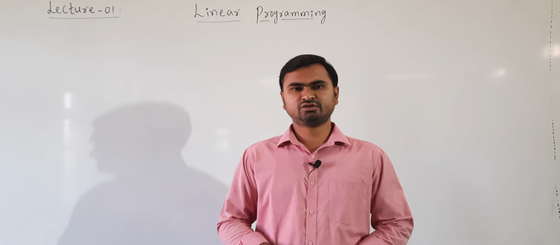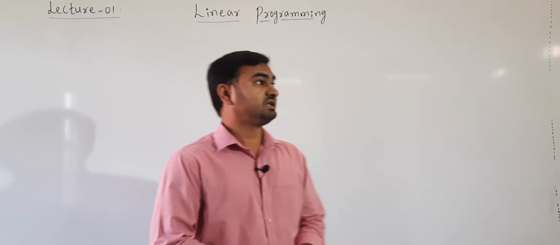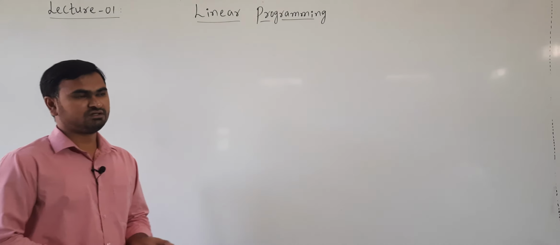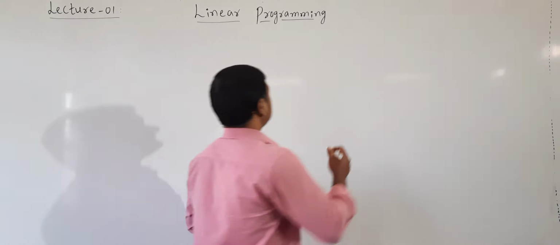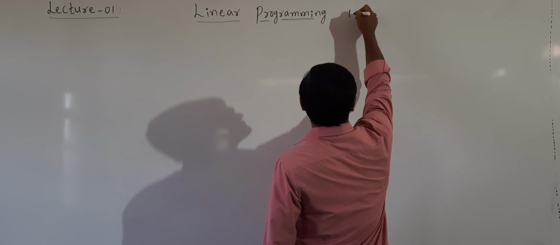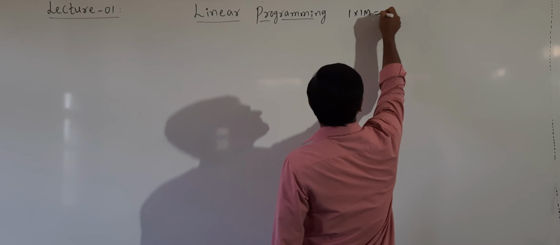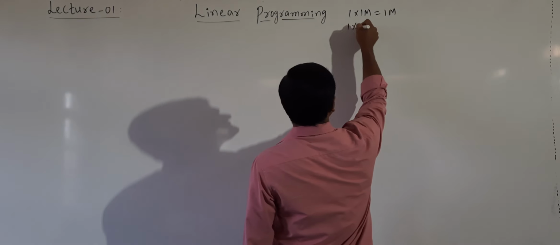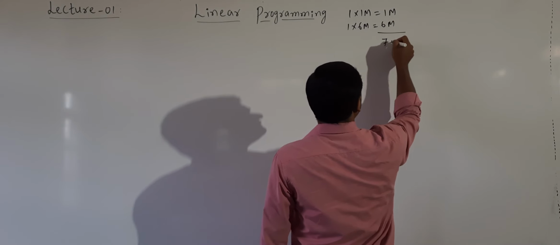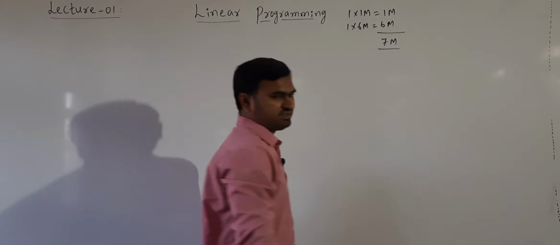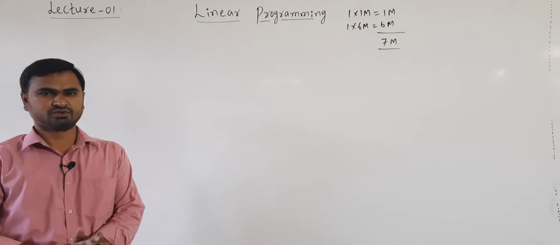In this session we are going to start the next chapter, which is linear programming. From this topic, for the board exam there will be one 1-mark question and one 6-marks question. So total 7 marks from this chapter, linear programming.